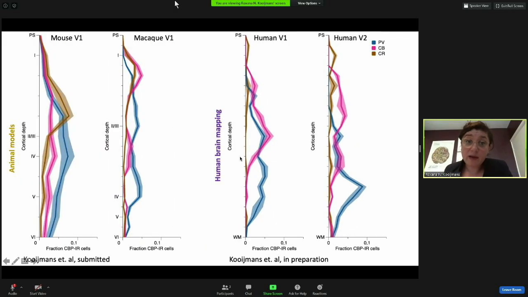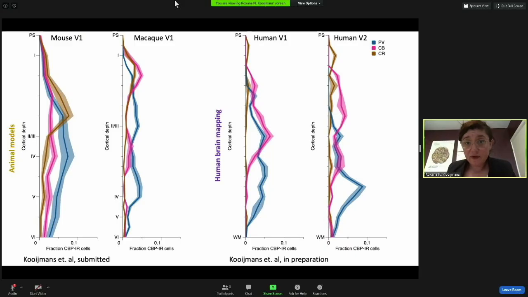A further comparison is possible to also other species when we map them equally systematically. And here is an example comparing to mouse primary visual cortex and macaque primary visual cortex from my earlier work.